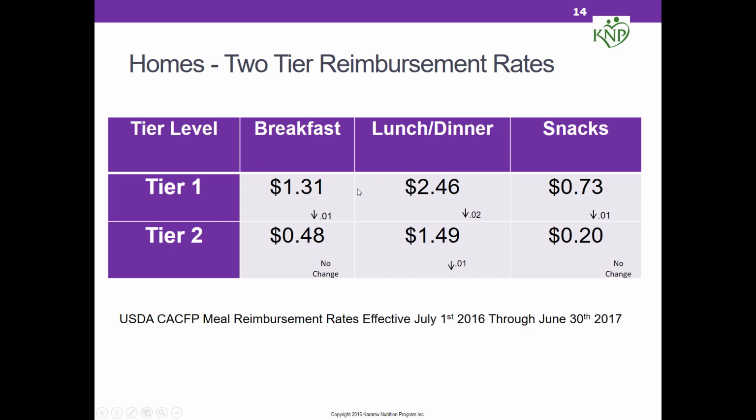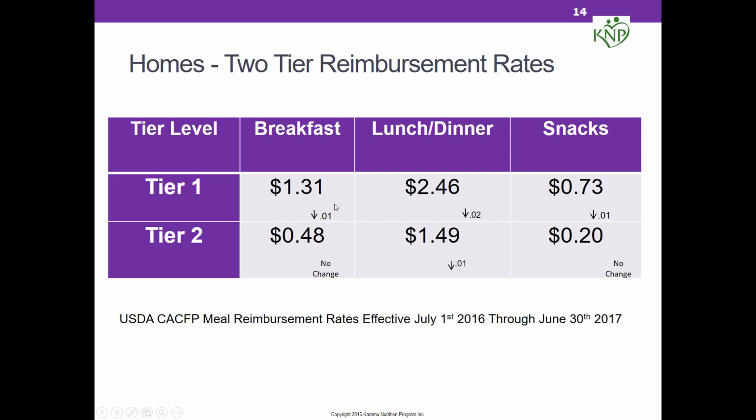Now, just looking at the difference in the rates, just take a quick look at the breakfast rates. So you notice if you're a Tier 2 provider, you'll receive 48 cents for every approved breakfast that you served. But if you're a Tier 1 provider, you'll receive $1.31 for that same breakfast. And again, as I stated a moment ago, each year the rates are subject to change.